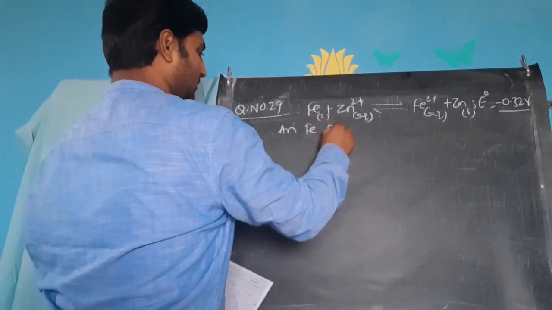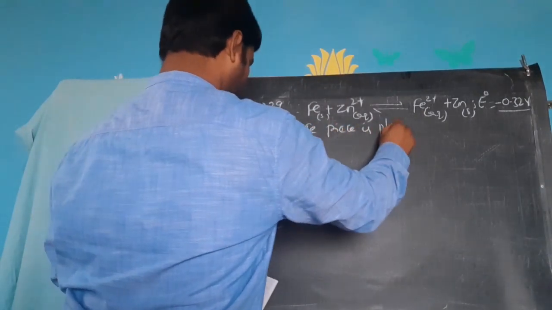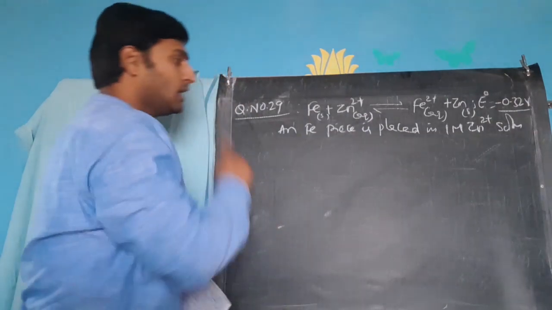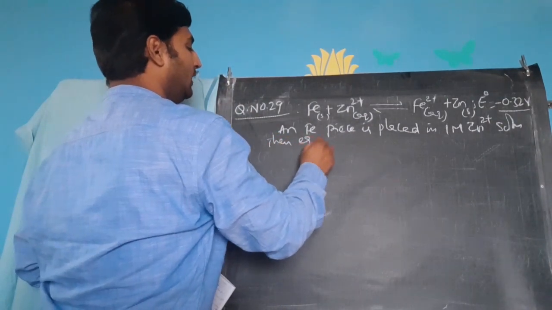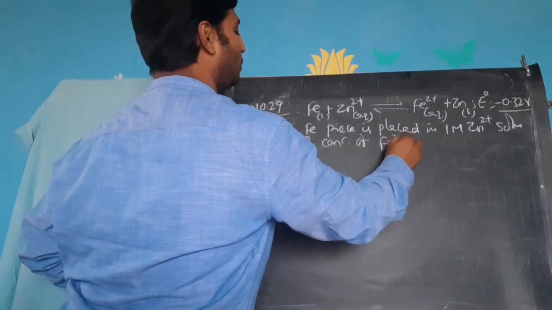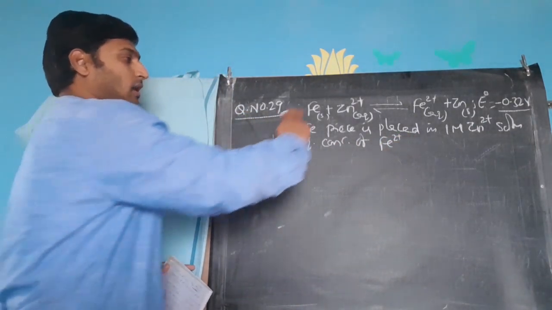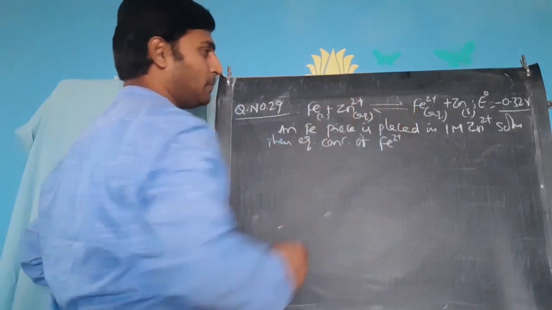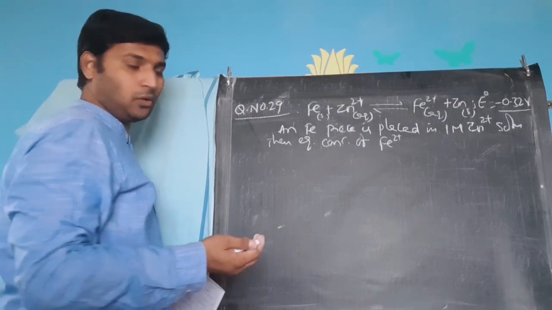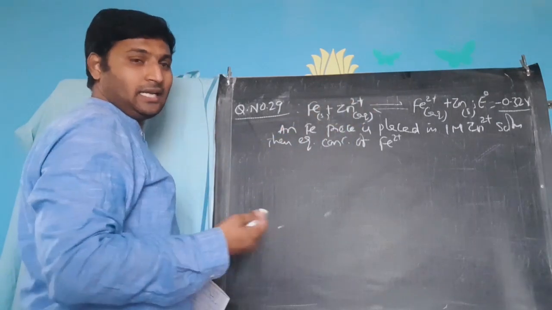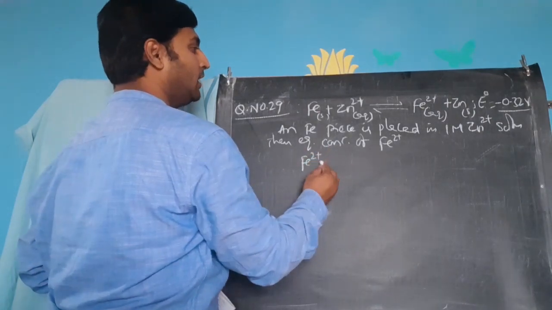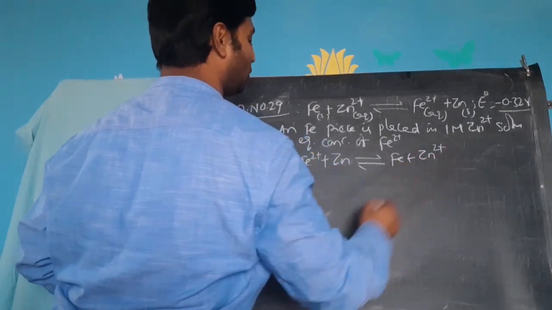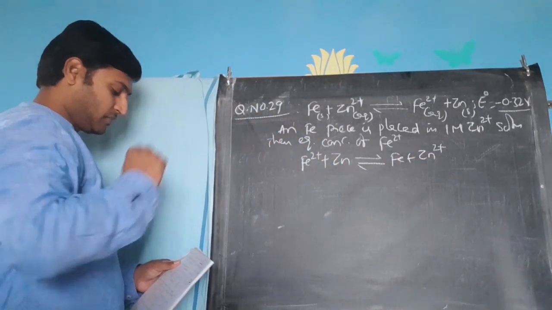Now, what is he asking you? An iron piece is placed in 1 molar Zn2 plus solution. Then he is asking the equilibrium concentration of Fe2 plus. So once the reaction attains equilibrium, what will be the concentration? Now he has given a non-spontaneous reaction, but to calculate using the Nernst equation, we need to take a spontaneous reaction. So the spontaneous reaction is going to be Fe2 plus plus zinc in equilibrium with iron plus Zn2 plus. Now what do you need here?